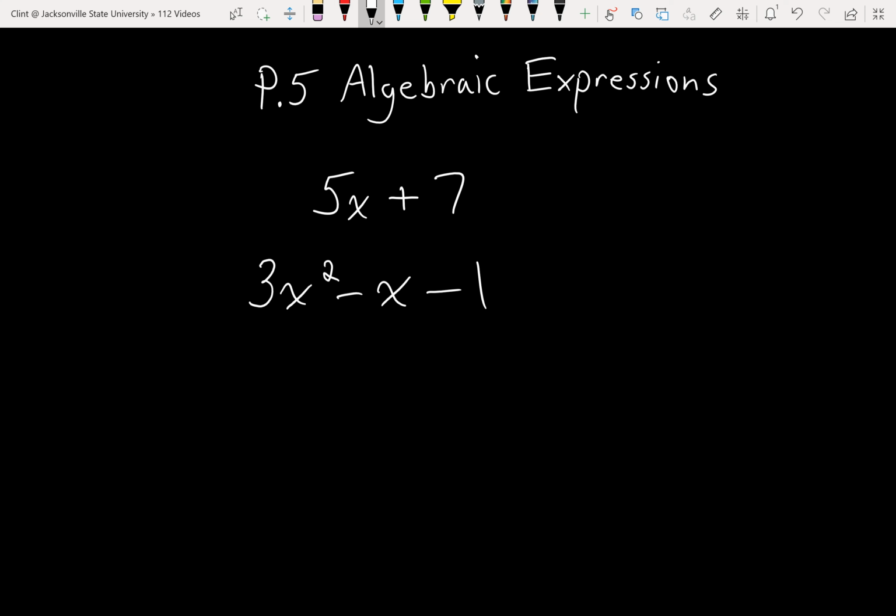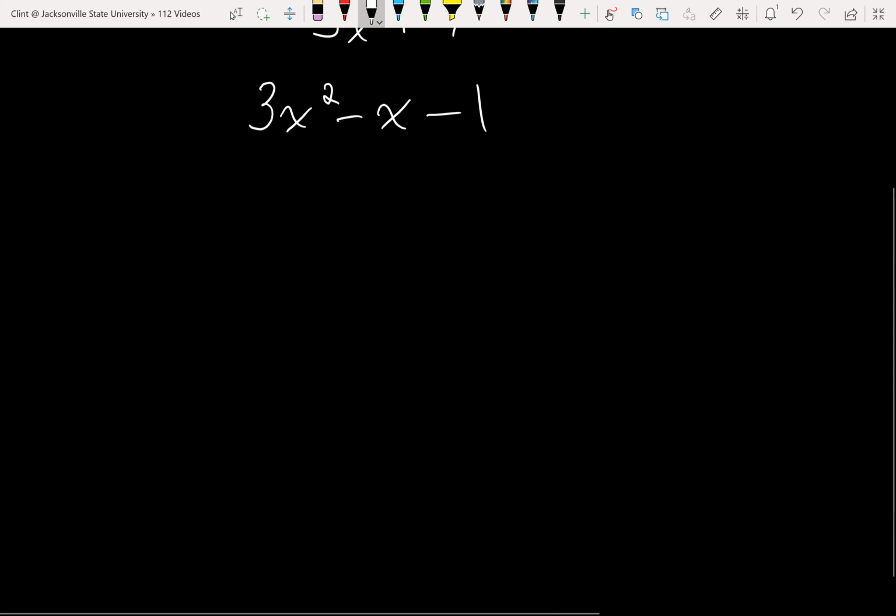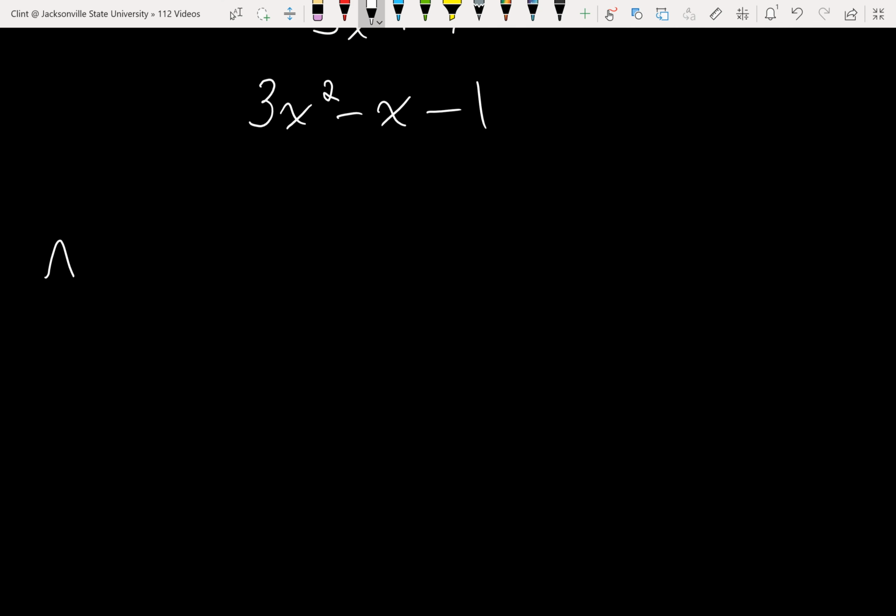The main thing we want to do here is we want to be able to do operations with algebraic expressions. So we want to be able to add, subtract, and multiply. That is what we're after in this section. So again, hopefully it's review, but maybe it'll be a good refresher for you.